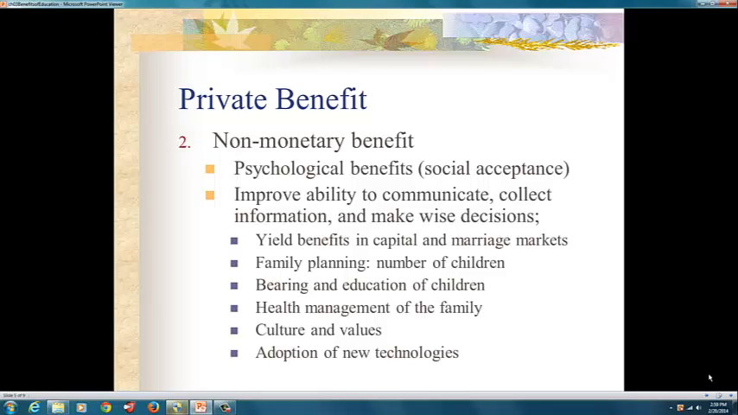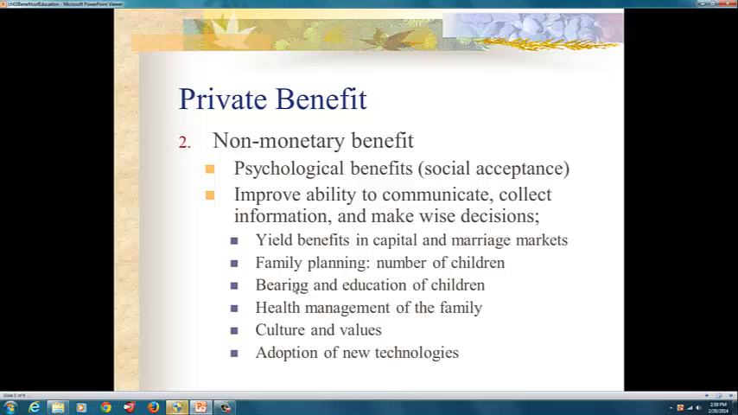You also have the improved ability to communicate, collect information, and make wise decisions. You see this point here: yield benefits in capital and marriage markets. Yes, yes, yes. That simply means marrying up, because you will probably marry someone who you went to university with. So the household earnings will be a little bit better, and so you will yield benefits in the marriage market. Then there's family planning, the number of children you decide upon. There's more family planning with more educated individuals because you are more career driven based on what studies say.